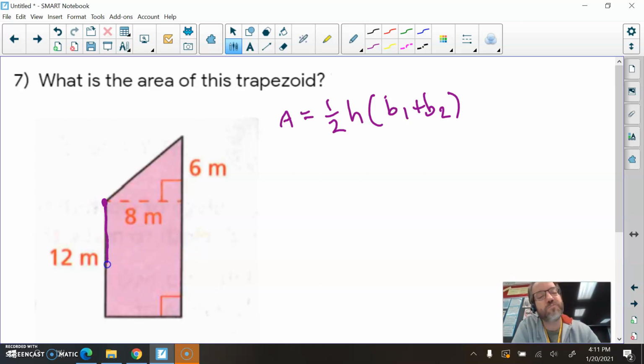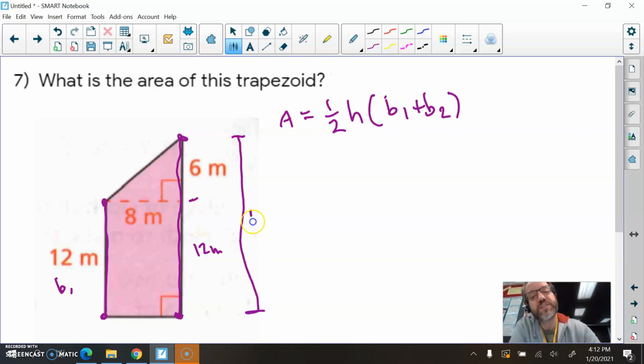This base is 12 meters long. I'll call that base 1. This other base is 12 meters here plus 6 meters here. So that's 18 meters right there for the length of that base. I'm going to call that base 2. That's the trick on this problem, is knowing you have to add 12 and 6 together to get the length of that base. Okay, and then the other trick is knowing the height of this figure.